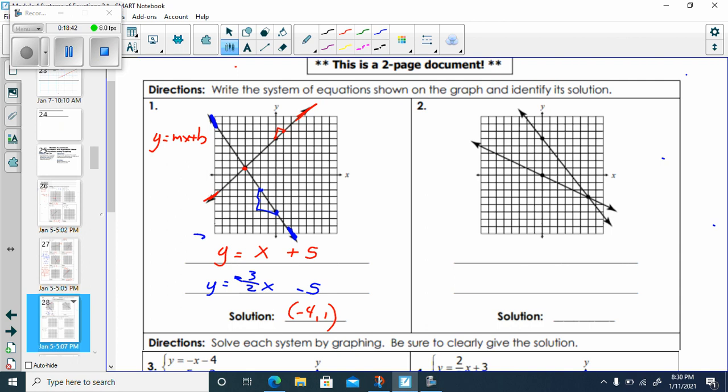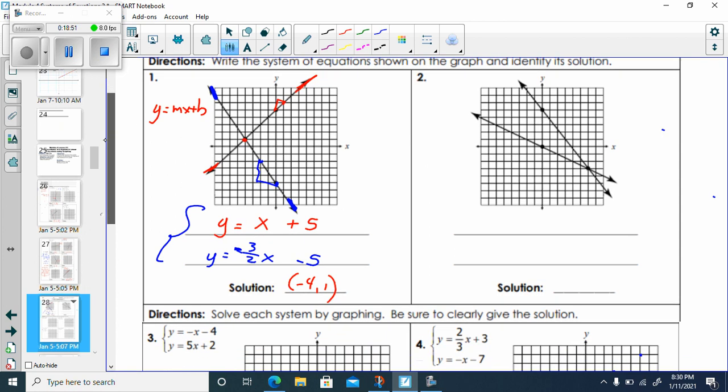This is our system of equations, the red equation and the blue equation, and the solution is where the two of them intersect. On to the next one, what would be our solution here? It's right here, isn't it? Where the two lines intersect. The solution is at 6, -3.